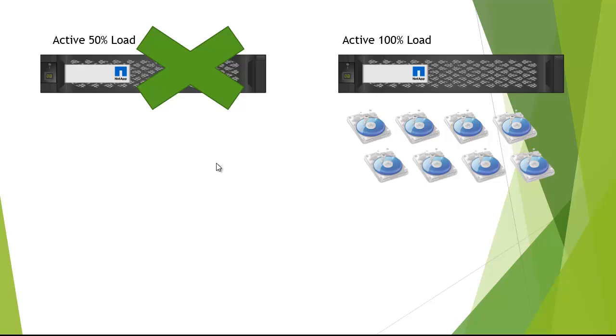Now in an active-active load the disks are evenly split, so it's not like you're going to have major IOPS problems or anything like that when you go into a failover, because the disks will follow you to that controller, so you'll still be using the same amount of disks.